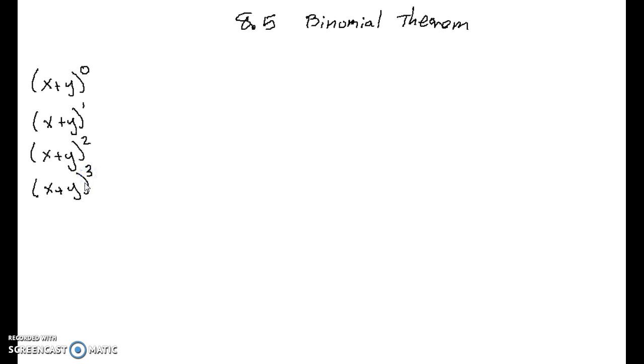All right, so take a moment and I want you to expand these binomials. So pause the video, expand them, and see if you get what I get. Okay, so let's look at the first one. Anything to the power of 0 is going to be 1. So that means we just have 1. We raise x plus y to the power of 1. That means we're just writing out the binomial once. So this is just x plus y.